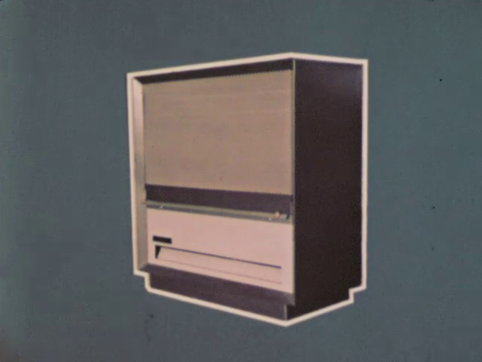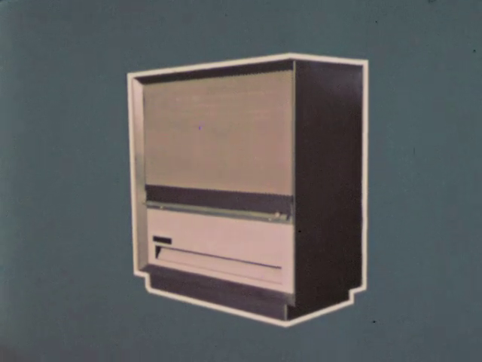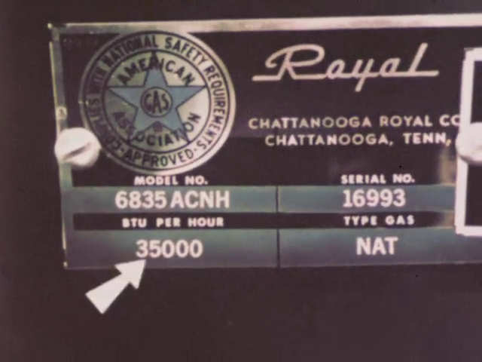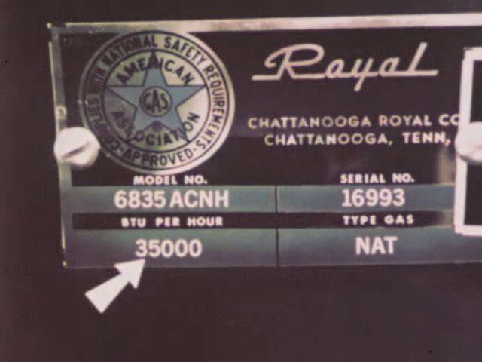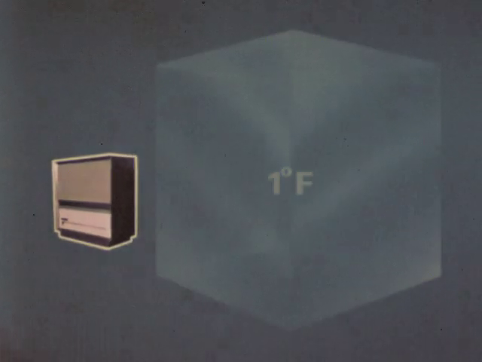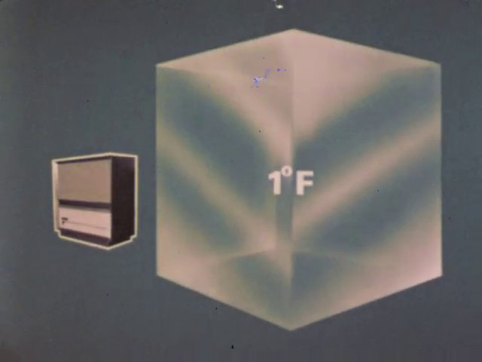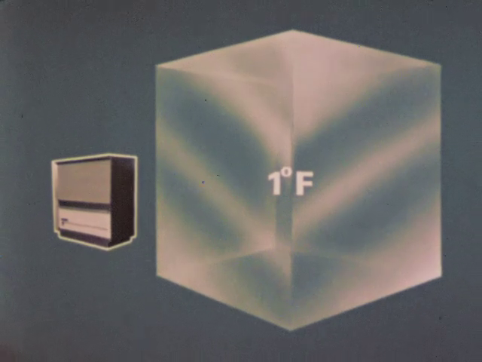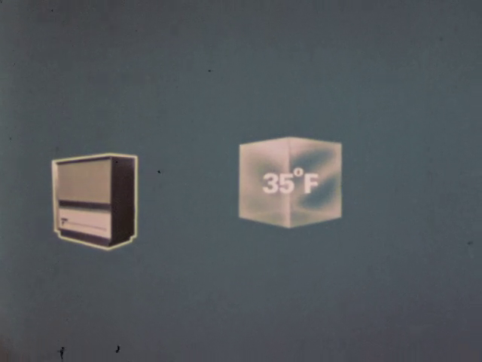Now we can answer the question we raised about how fast the space heater will give off heat to a room. It's rated at 35,000 BTUs per hour. It means that the heater can release enough energy in 1 hour to heat 35,000 pounds of water 1 degree Fahrenheit, or 1,000 pounds of water 35 degrees Fahrenheit.